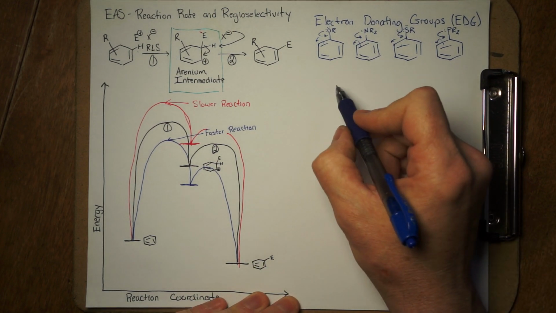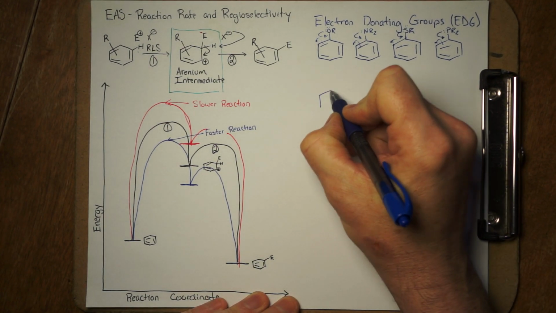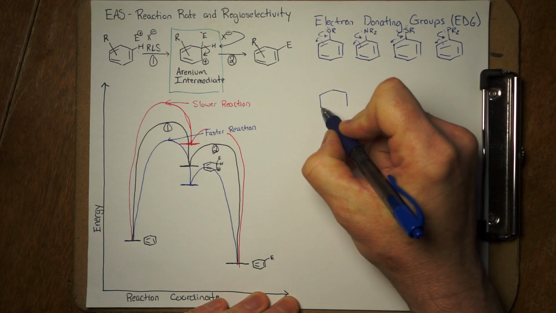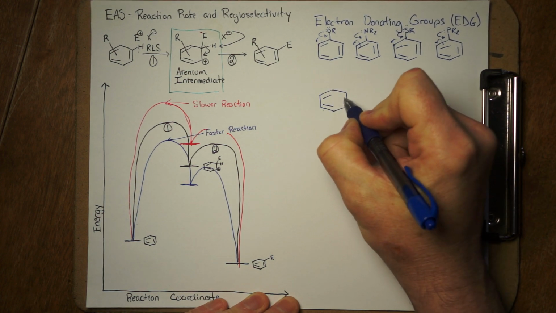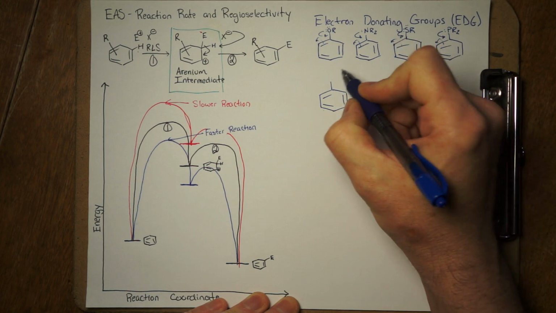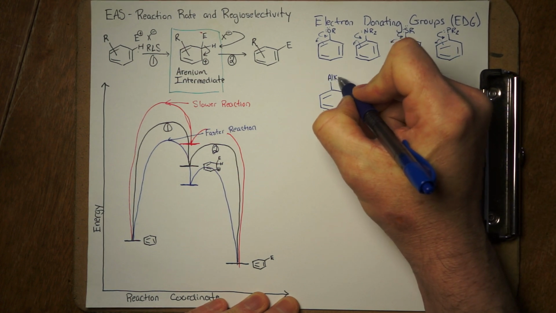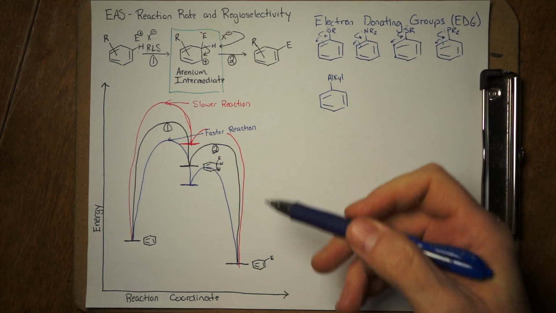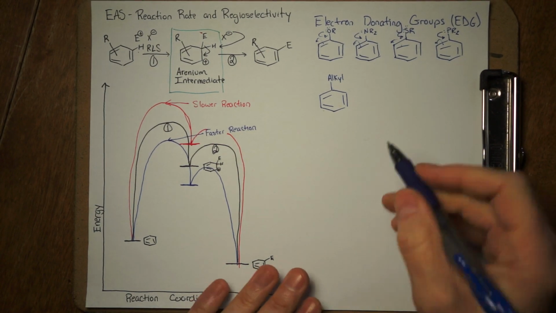Likewise, some other groups that we consider electron donating would be an alkyl group, so methyl, ethyl, isopropyl.